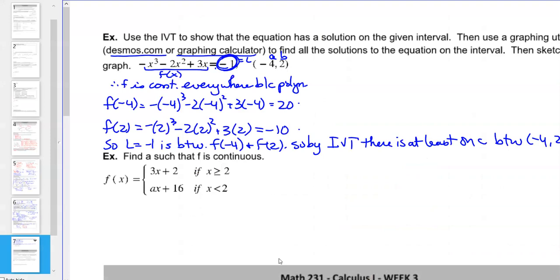So if we go back here, the solutions that I have, and you can toggle back to your computer and stuff, but the solutions are -2.912, -0.286, and 1.199. Those are going to be the solutions that I have there for that.